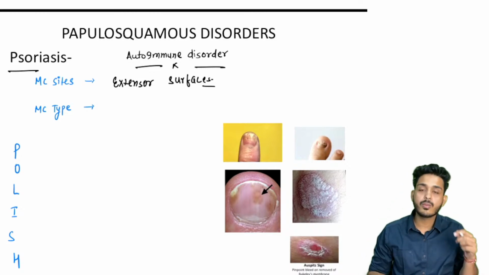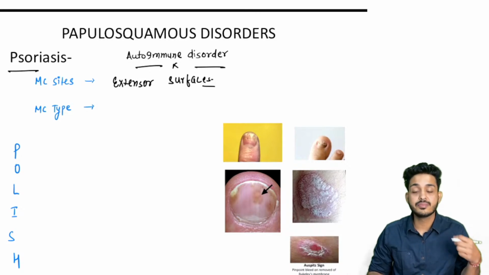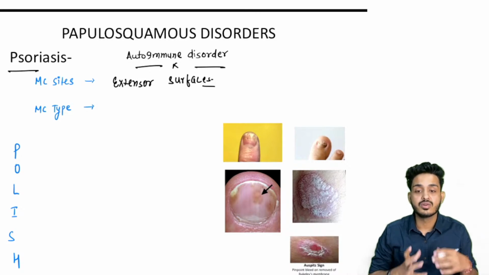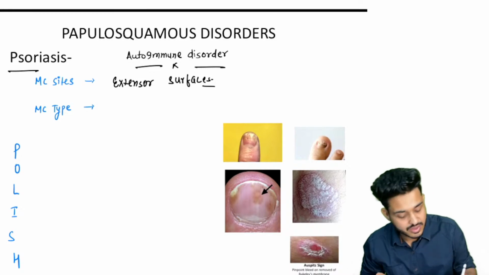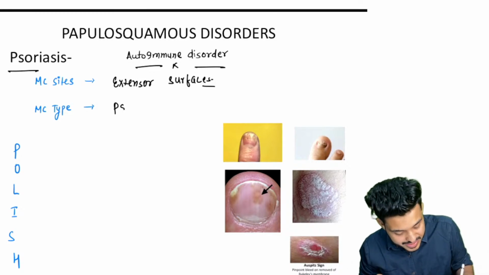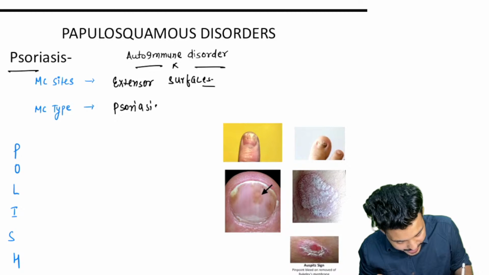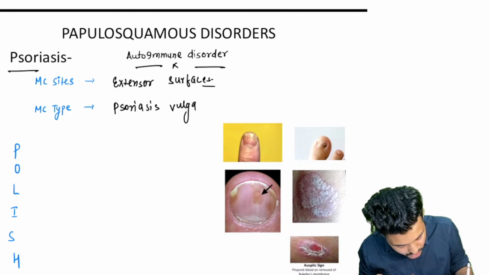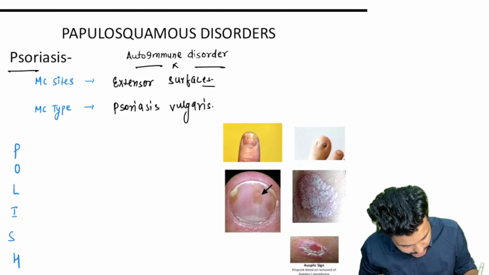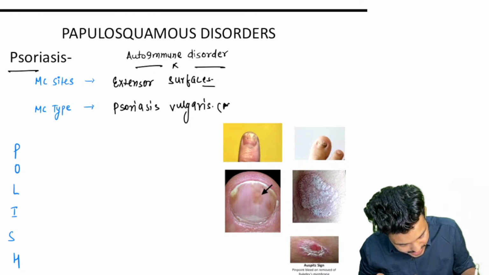Okay, most common type of psoriasis, I have already told you. There is a word, and the meaning of that word would be, उसका मतलब क्या होता है, most common. Okay, so that is your psoriasis vulgaris. Most common type of psoriasis will be psoriasis vulgaris. This is the most common.